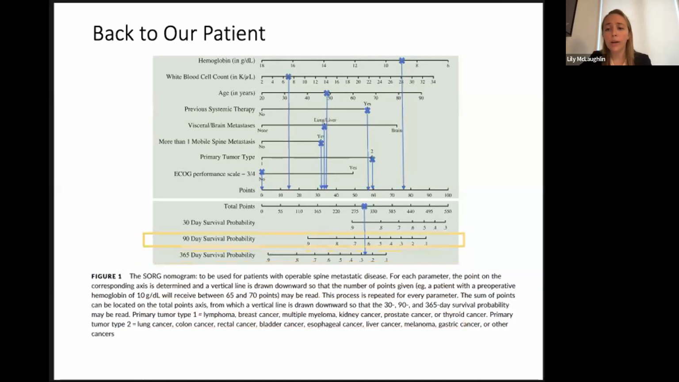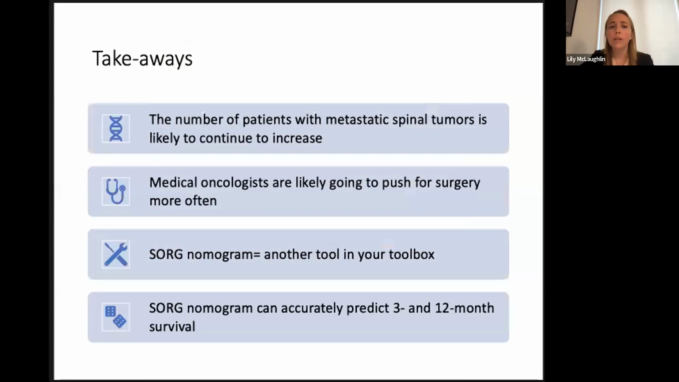So therefore, had this nomogram been utilized during the treatment decision-making process, knowing that patient had over a 60% chance of surviving 3 months may have been helpful, and a great enough chance to proceed with surgery to get her home to her family. So I'd just like to end with some key takeaways for you guys.